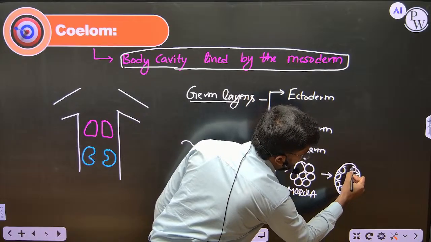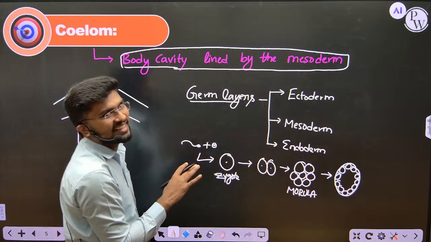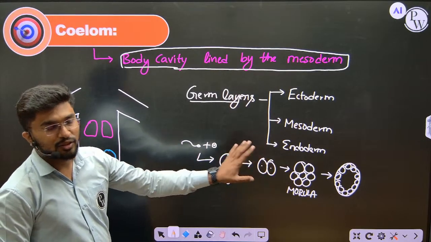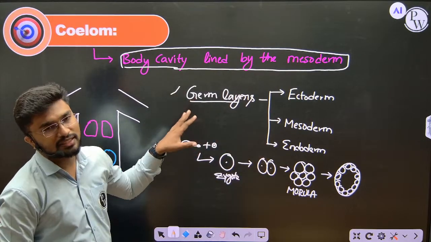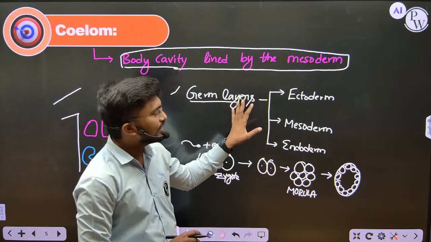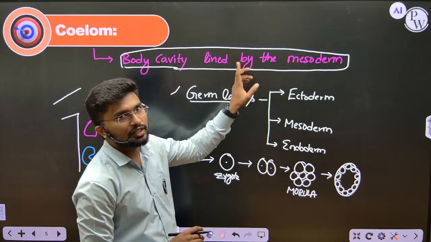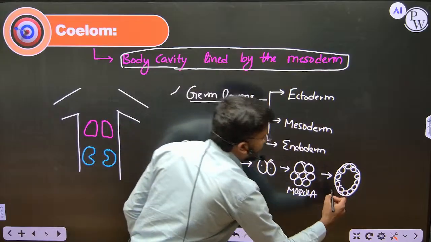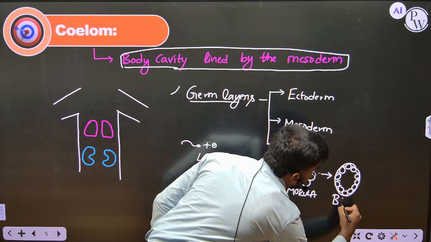Don't worry about these terms. We will study these terms in detail in the reproduction chapter. Why am I explaining all these things? To know what germ layers are and how the germ layers are forming. Once we understand how these germ layers form, we can easily understand how coelom is forming. So morula later converts into blastula.